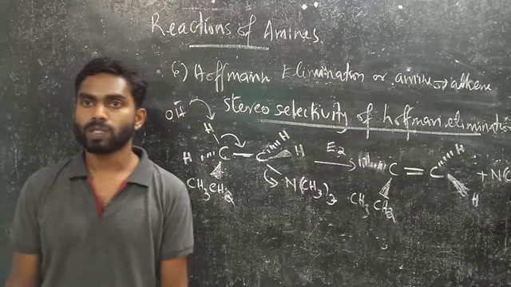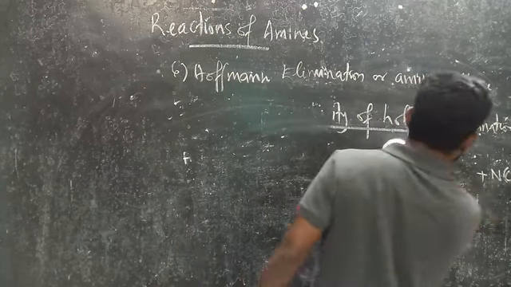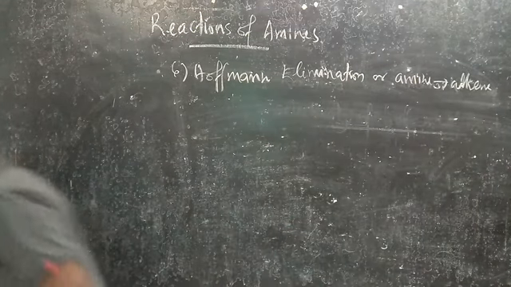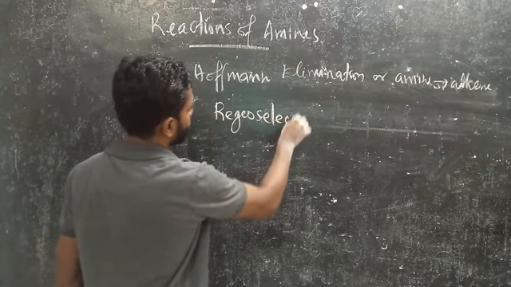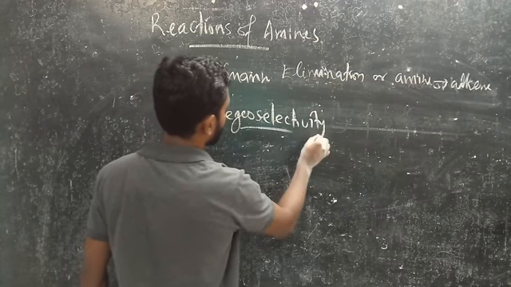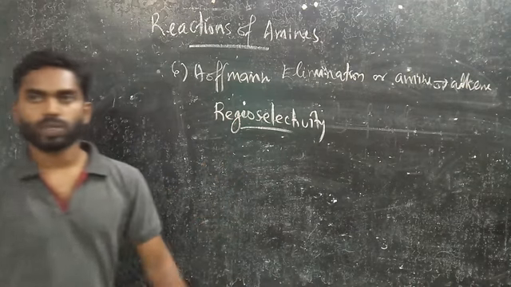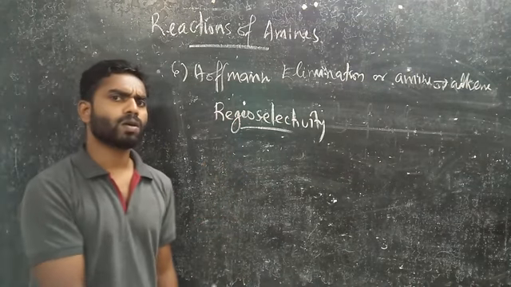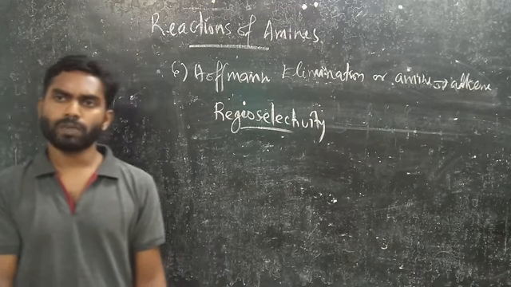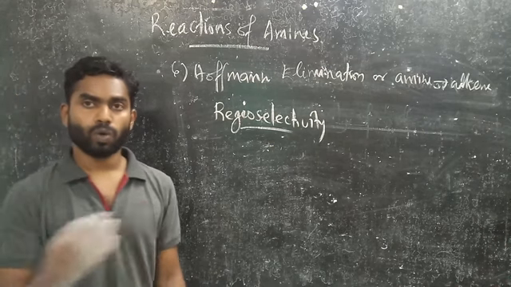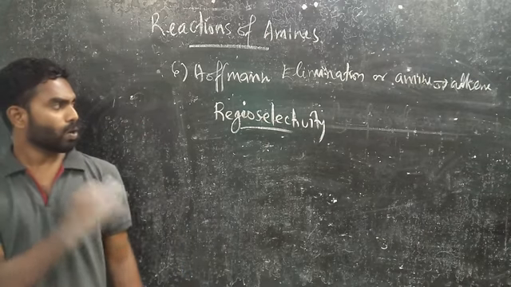Then next we will discuss the regioselectivity in Hofmann elimination, or the Hofmann rule. We already know the two types of product of elimination reaction, that is the Zaitsev product and the Hofmann product. The elimination can also be expressed as the Zaitsev rule or the Hofmann rule.